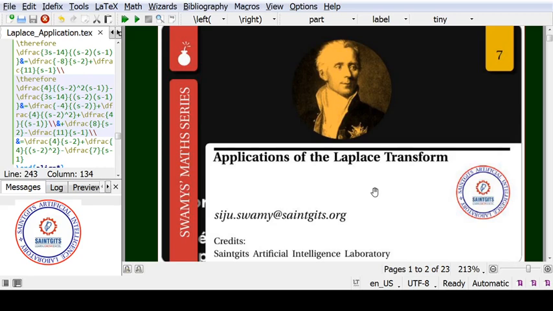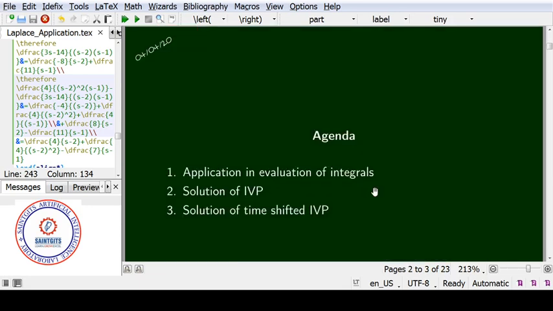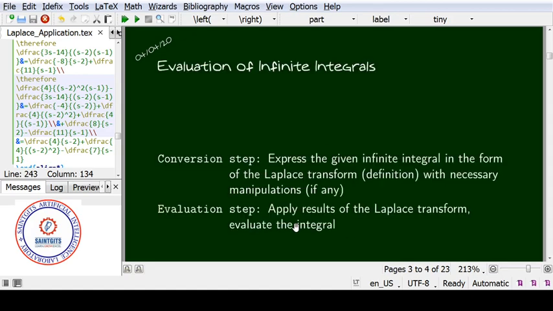In this session we are going to discuss application of Laplace transform in engineering. There are three important points we are going to cover. The first one is application of Laplace transform in evaluation of some infinite integrals, then solution of initial value problems, and also solution of initial value problems with some time shifting in initial measurement. So first of all, we are going to discuss evaluation of infinite integrals.